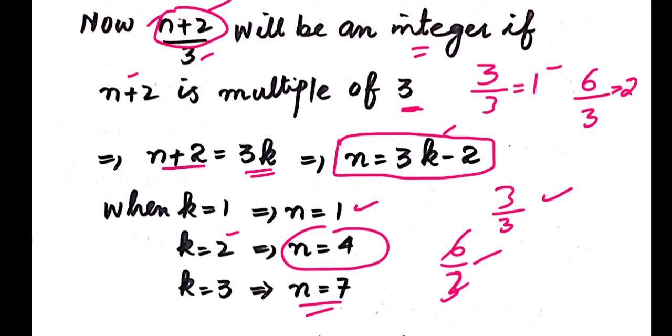You can guess directly which n will work here. For example, when you put n is equal to 1, your numerator is 3. When you put n is equal to 4, your numerator is 6, which is divisible by 3. When you put n is equal to 7, your numerator is 9. So you can directly guess which n will work here. Otherwise, after substituting the values of k, you can get infinite n from here.